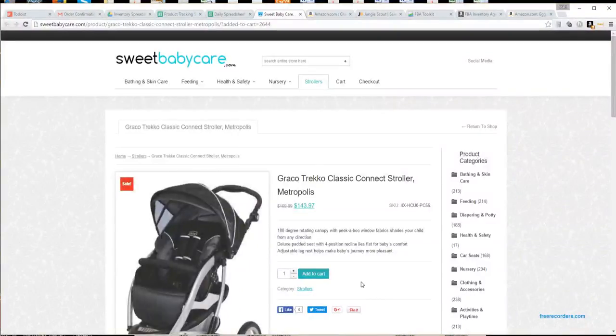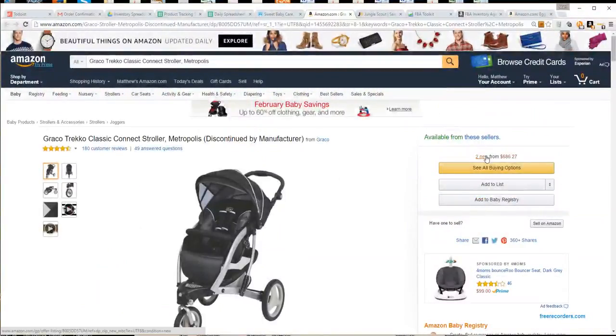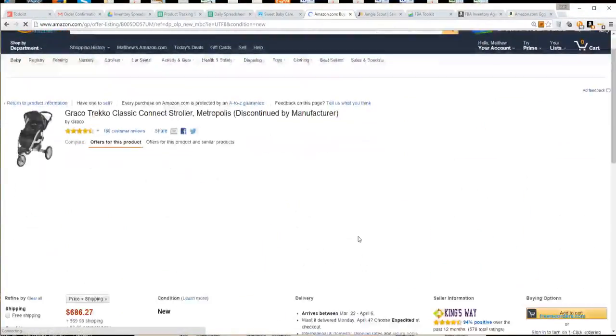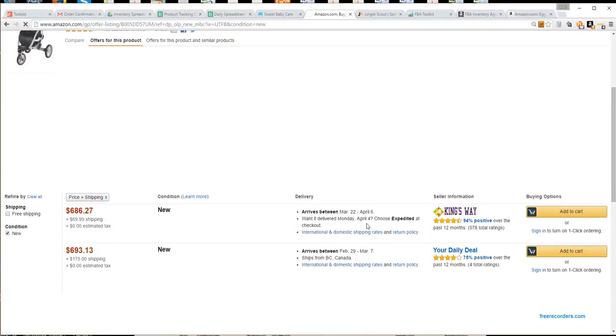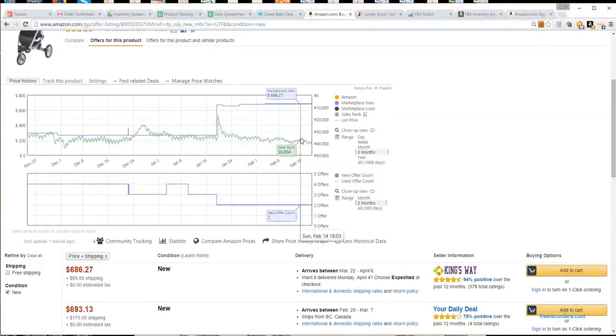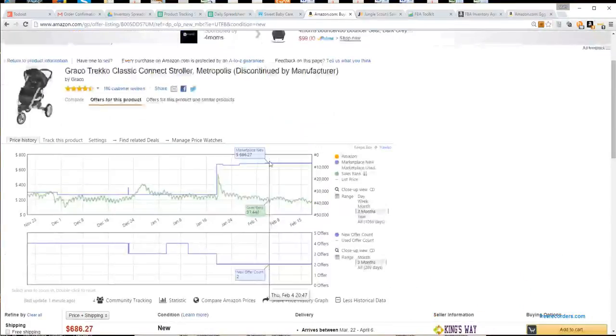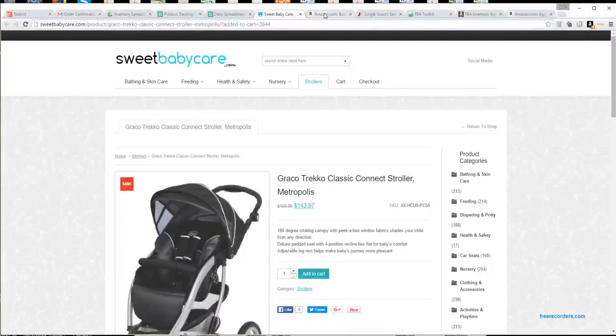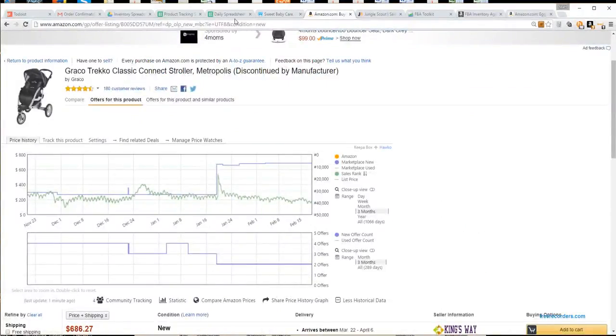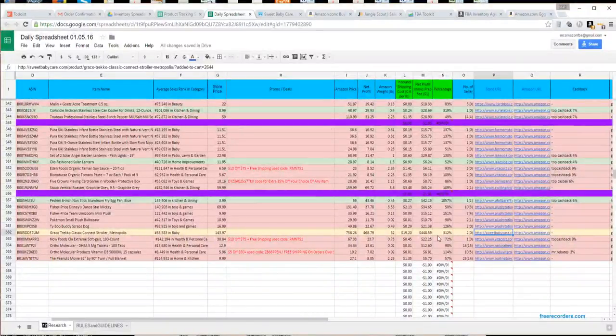But I'll just run through the figures. So 143.97, and it's selling for 600. That's quite high. It does seem that people are buying it for that much. Okay, let's check your calculations. So $448 net profit. That's a lot.